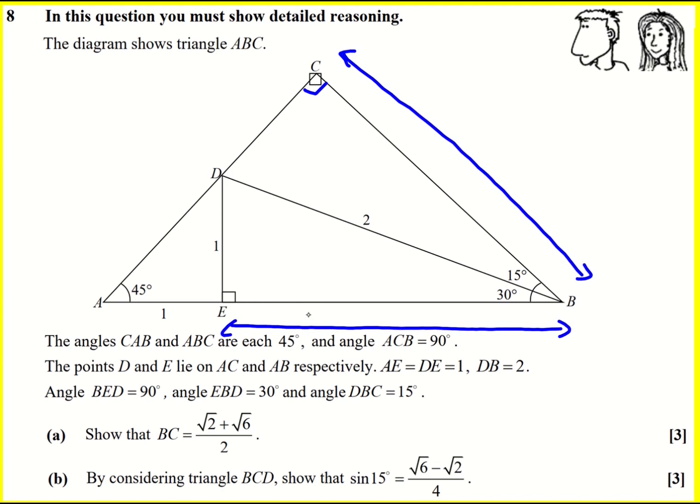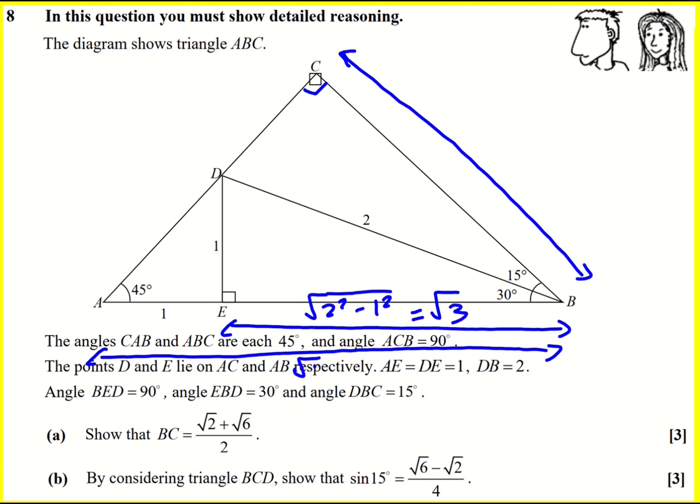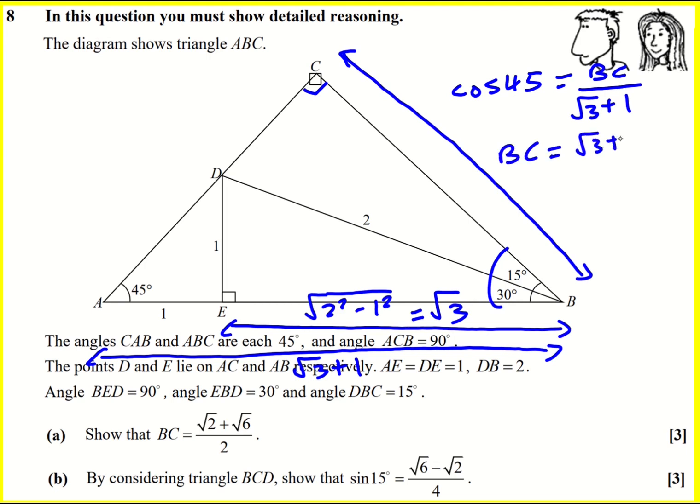And so BE is going to be the hypotenuse here, 2 squared minus 1 squared, all square rooted, so root 3. And therefore this length BA is going to be root 3 plus 1. So now I can write down, if I consider this angle here as my 45 degrees, cos 45 is going to be BC over the hypotenuse, root 3 plus 1. And therefore BC is going to be root 3 plus 1 times cos 45, which is 1 over root 2.